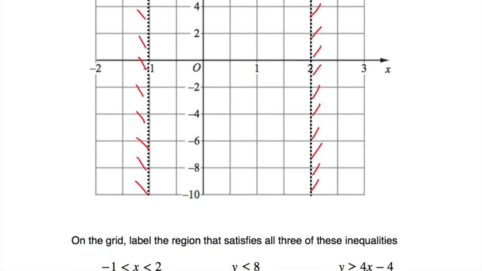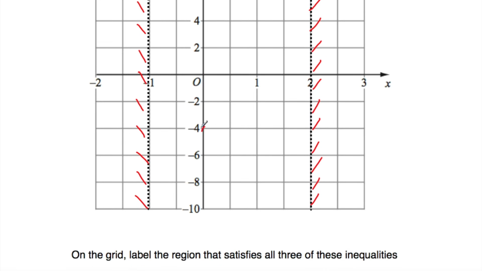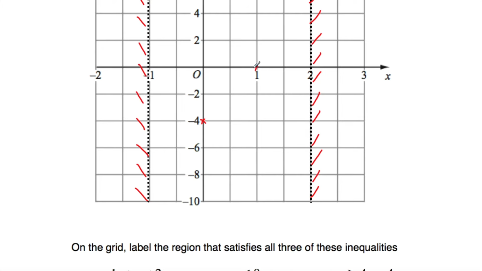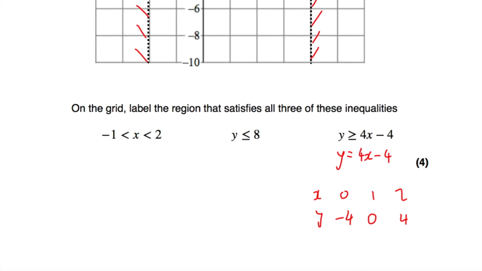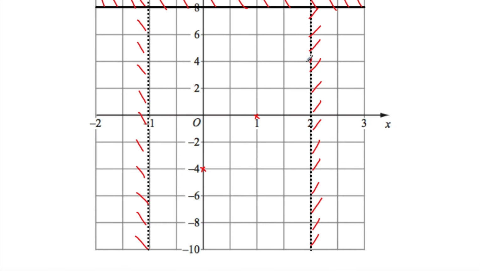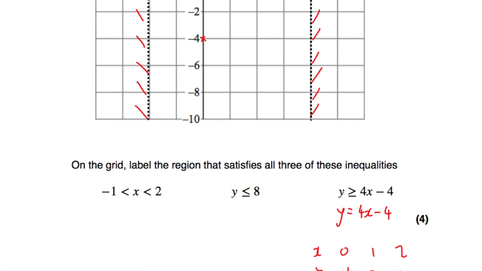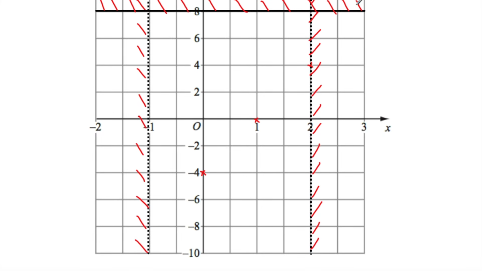So let's plot them. So 0, -4 would be there. 1, 0 would be there. And 2, 4 would be there. So we've got those 3 points. We now just need to draw the line passing through them. It's bigger than or equal to, so we're going to do a solid line. So we're going to draw a solid line passing through those points. Okay, so that's the line y equals 4x minus 4.